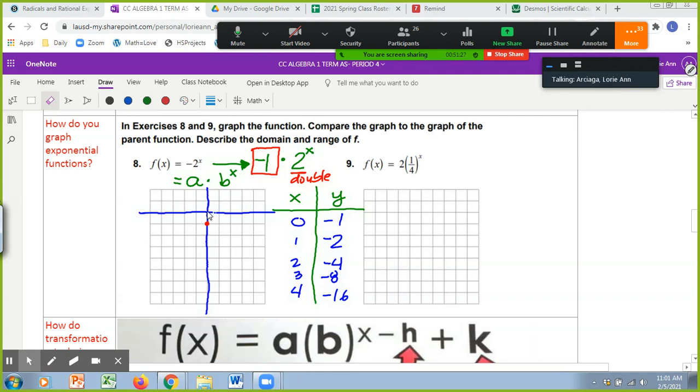Okay, so from 0, you go down 1. Next, you go 1 to the right, down 2. Okay, next, 2 to the right, 4 down. 1, 2, 3, 4. Okay, next, 1, 2, 3 to the right, and then 2, 4, 6, 8 down. Though definitely we don't have space for 16. So your graph's going to go like this.